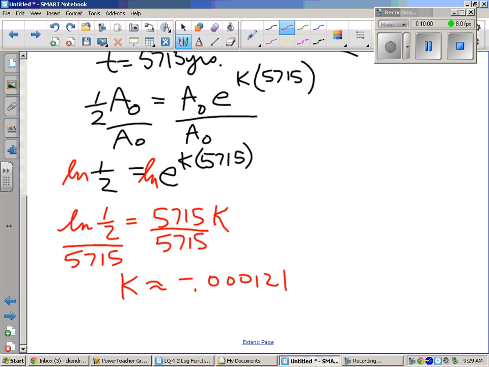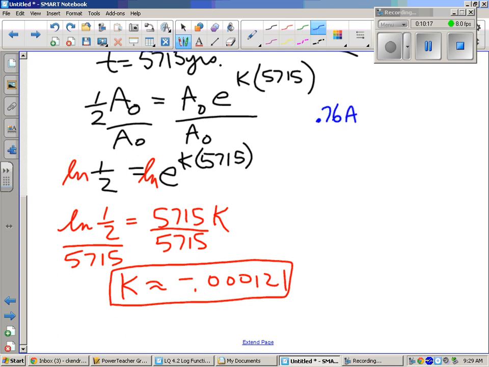All right, so all we did in that whole process was figure out what k is. Now we have to go back and answer the actual question. So 76% of the original is what we have for our final amount. So I need to use that 0.76 of the original. So that's our A is equal to A sub 0 e to the negative 0.000121t.